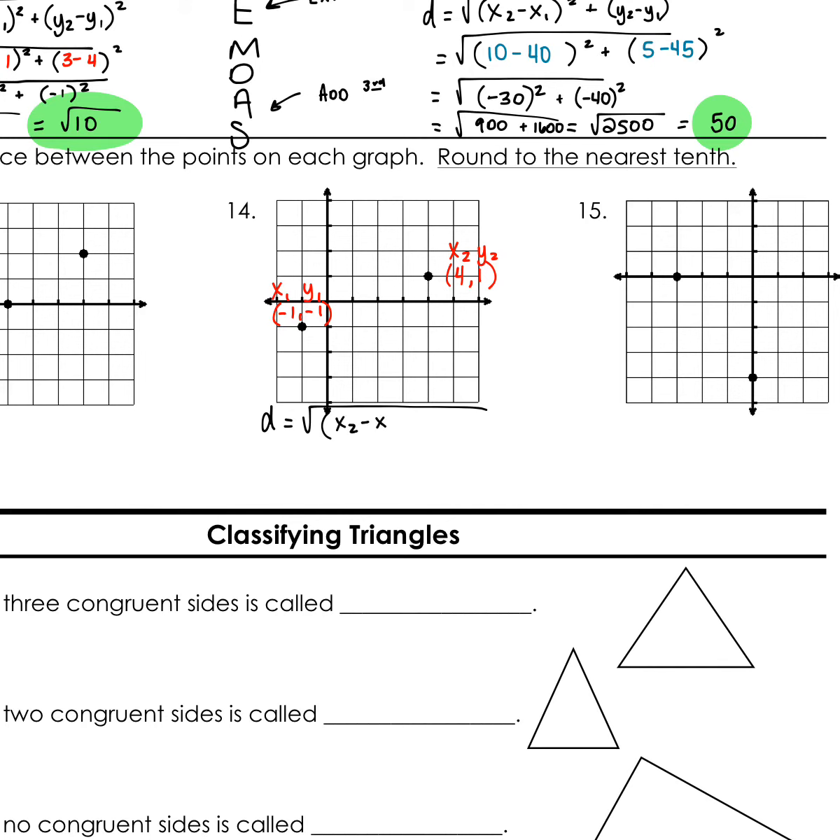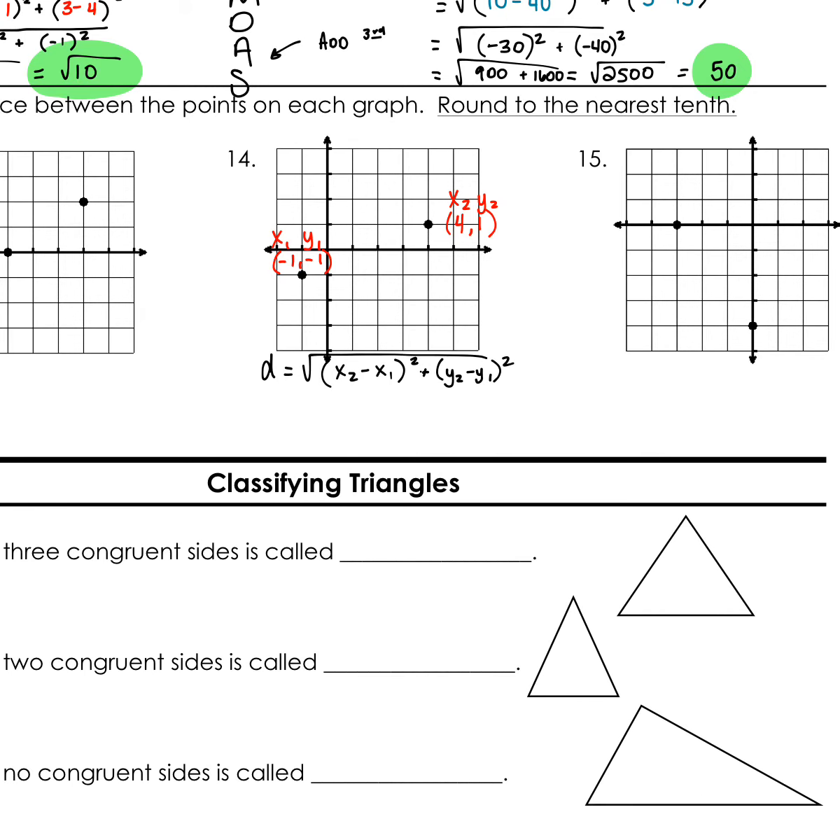x2 minus x1 squared, y2 minus y1 squared. Substitute who we know. So we've got 4 minus negative 1 and 1 minus negative 1. You guys are smart. You know a double negative makes a plus.